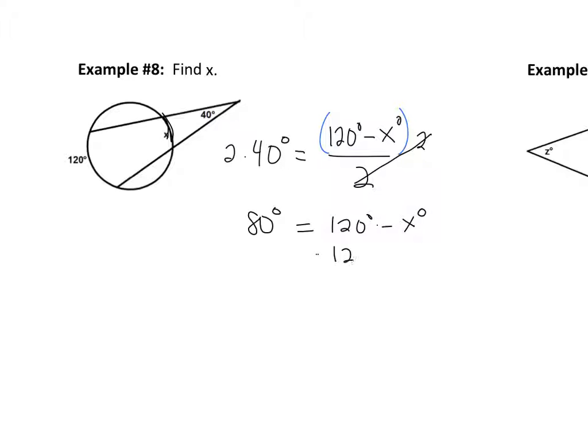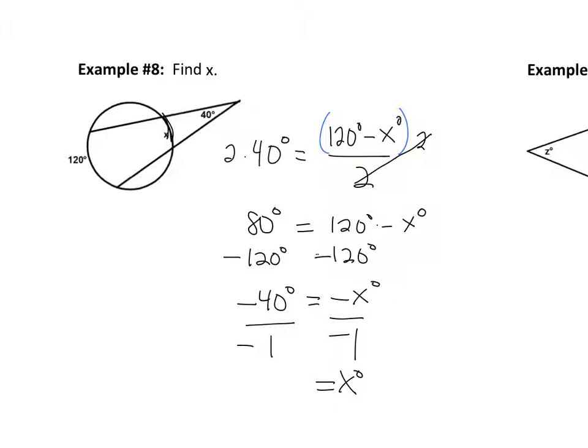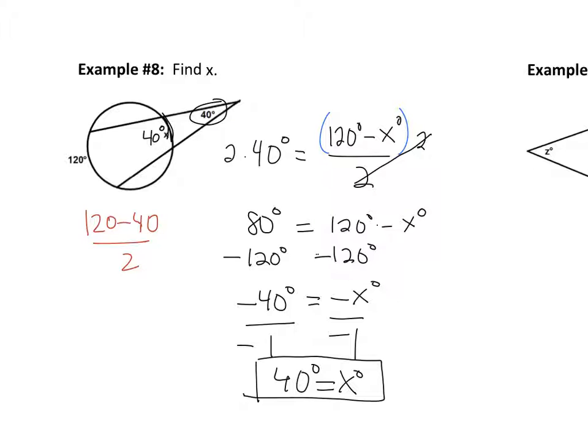So to solve this, I would first subtract 120 from both sides. So 80 minus 120 is negative 40 equals negative x. So then I would simply divide by negative 1 to get x equal to 40. So this arc up here is 40. And that's just a coincidence that it's the same as this angle. That doesn't necessarily have to be true. The check is 120 minus 40, is that divided by 2 equal to 40? Well, it's 80 divided by 2, which is 40. So that is the correct arc.